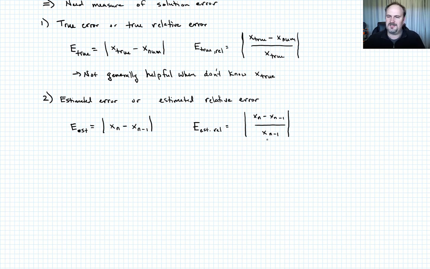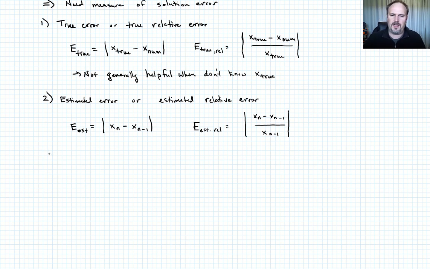Again, it's not a perfect solution for how close you are to the real solution, but it is telling you how much your solution is moving with each iteration. You hope that as you get closer and closer to the correct solution, it's going to move less and less as it approaches the value.